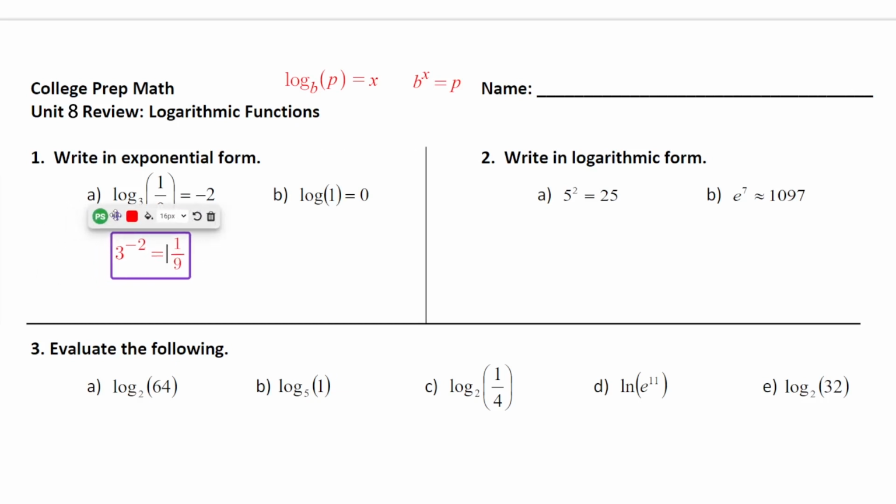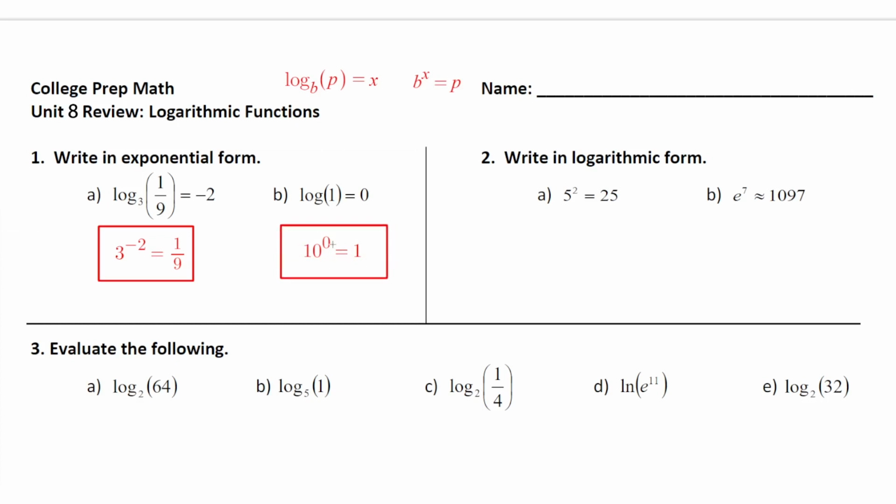Part B, we've got log, and notice how there's no base written here. Whenever that happens, it's assumed to be 10. It's called the common log. So 10 to the 0th power equals 1. Make sure as you're writing these equations, you double check them with your calculator and make sure they actually make sense, that 10 to the 0 actually is 1.